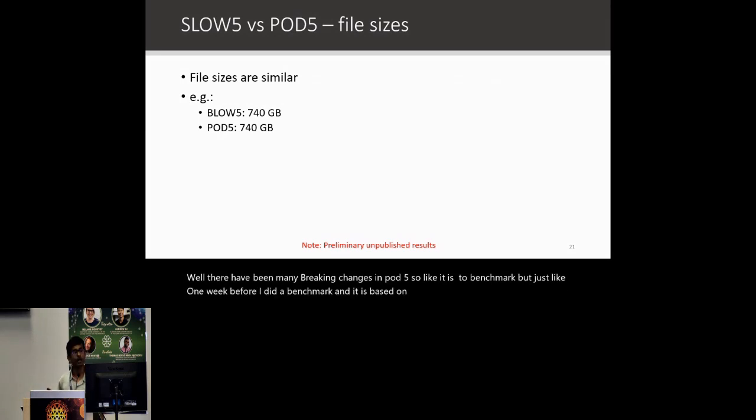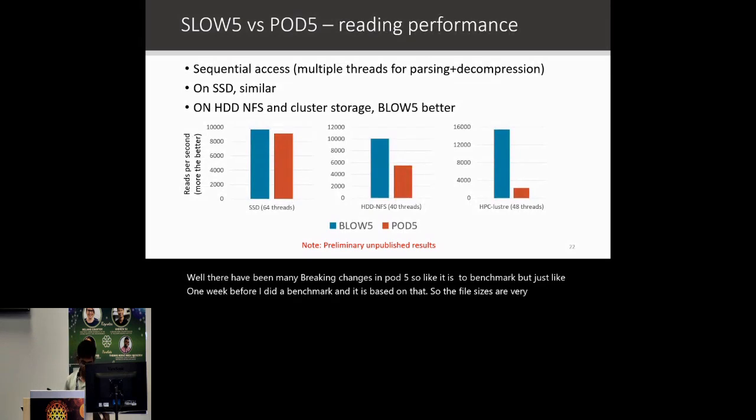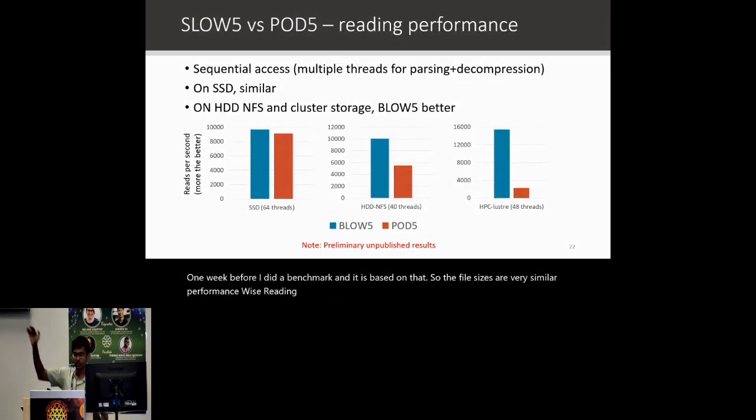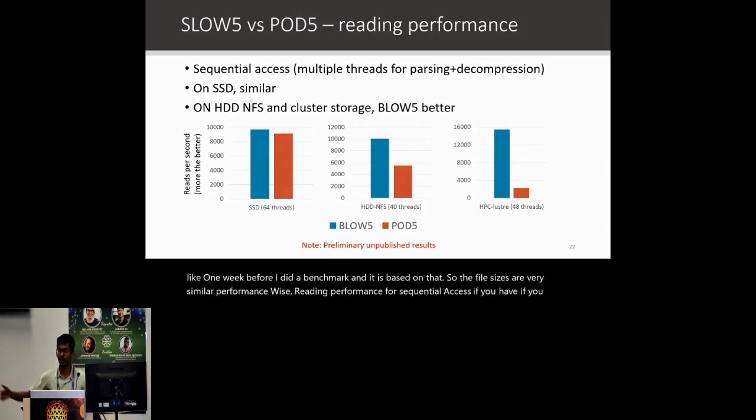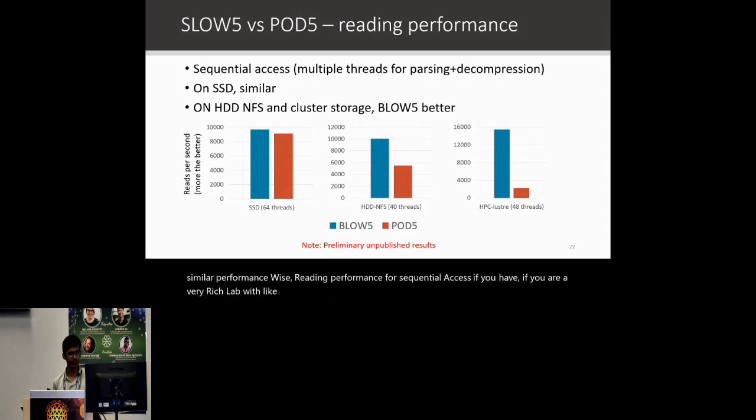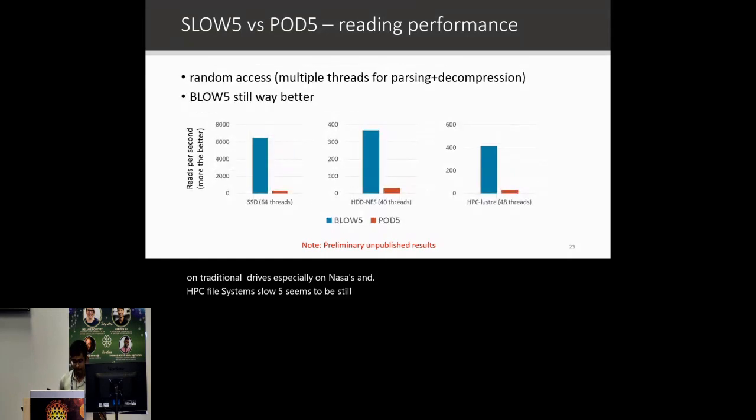So the file sizes are very similar. Performance-wise, reading performance for sequential access, if you are a very rich lab with access to terabytes of SSD, similar performance. But if you rely on traditional hard drives, especially on NASes and HPC file systems, slow5 seems to be still better. And then when it comes to random access performance, slow5 seems to be still a lot better.